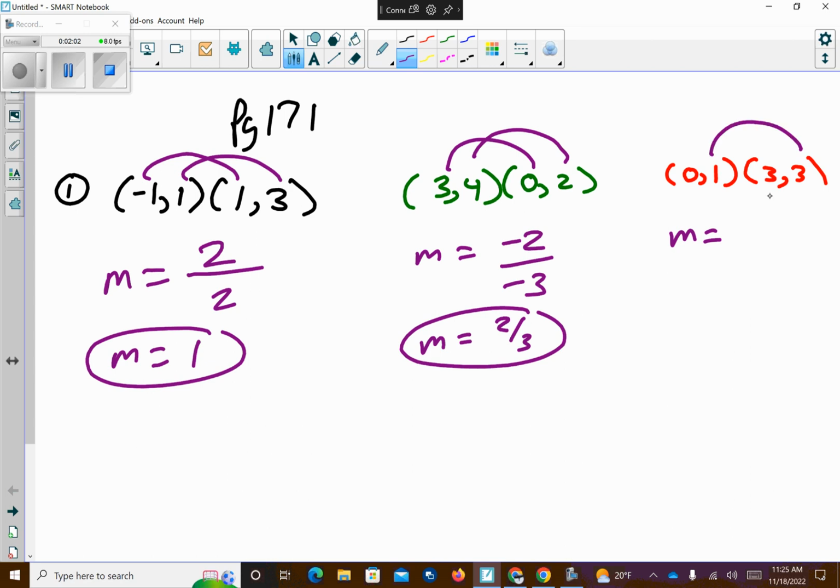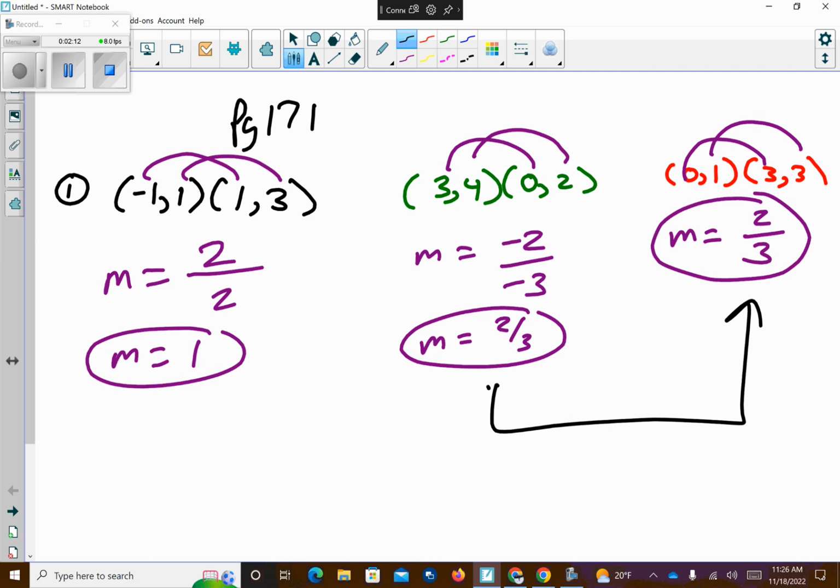3 minus 1 is 2. 3 minus 0 is 3. All right. These two are the same. If they're the same slope, they are what kind of lines? Parallel. Just use double lines like that. Okay?